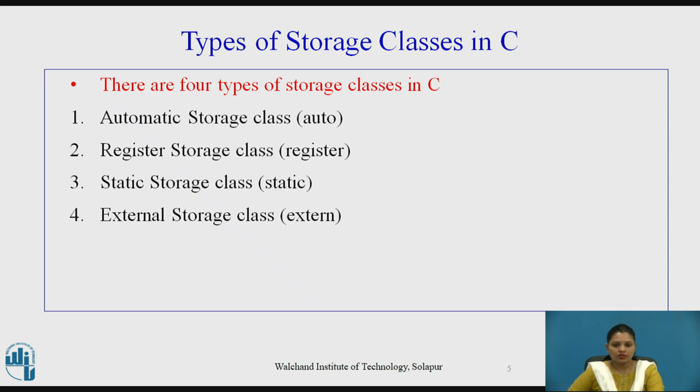The third is the static storage class. The static storage class is used for persistent local and global variables. And the fourth is the external storage class. The external storage class is used for sharing global variables across multiple files. Each storage class serves a specific purpose in memory management and data accessibility. In this video lecture, we will discuss the first two types of storage classes in detail. Next, we will see automatic storage class in detail.